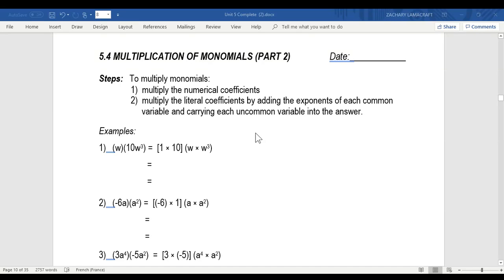Okay, so we are going over lesson 5.4. In this lesson, we're just doing part 2 of multiplication of monomials. And really, it's just an extension of what we did in lessons 5.2 and 5.3. We're just continuing on with that.